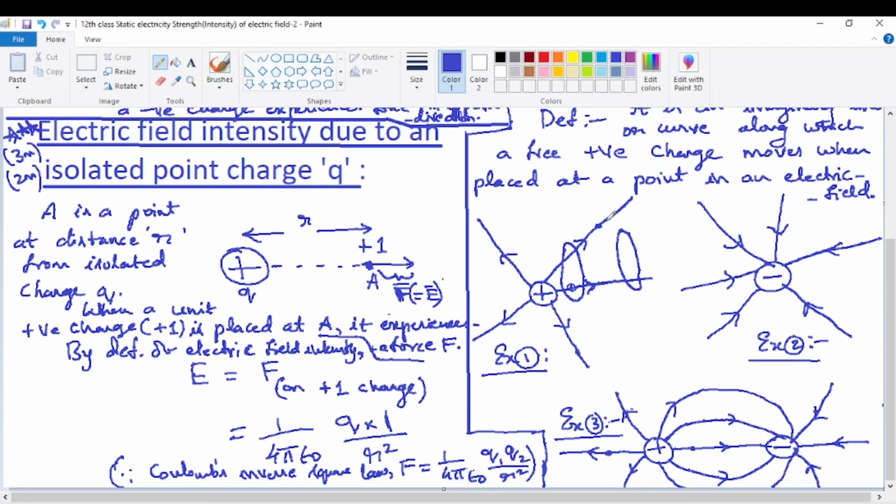That's how we are getting the electric line of force. But how is it pushed in this direction? Because of the repulsive force, because the repulsive force is acting in this direction.